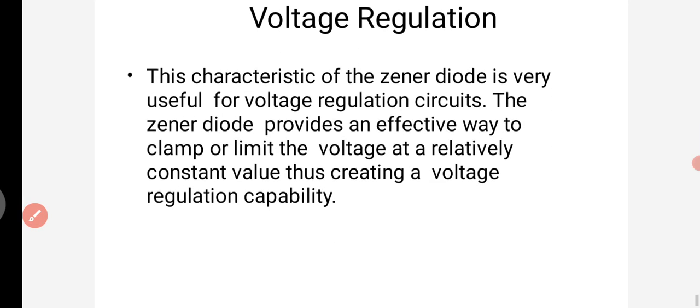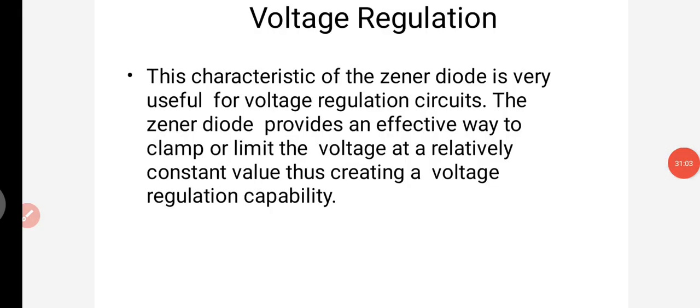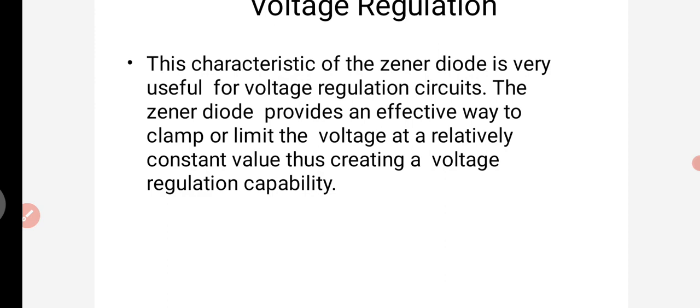So now, how do we get the regulation of the Zener diode? The characteristics of the Zener diode are very useful for voltage regulation circuits. The Zener diode provides an effective way to clamp or limit the voltage at a relatively constant value, thus creating a voltage regulation capability. Regulation means we can maintain a constant output voltage or a constant load voltage or load current. So the practical working range of this diode will be used for regulation.